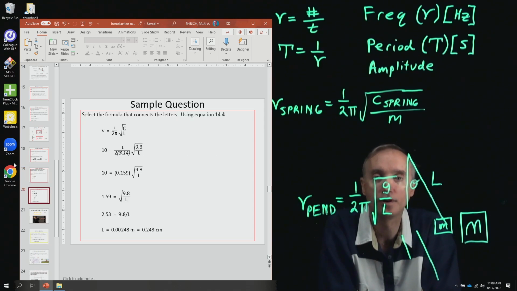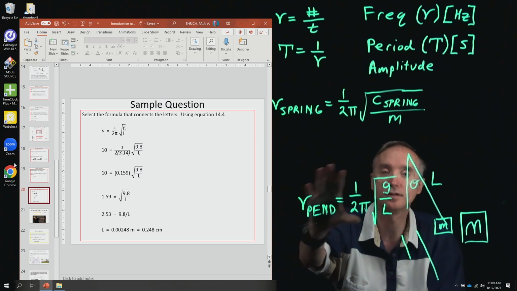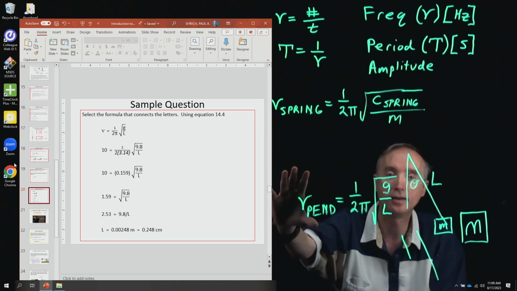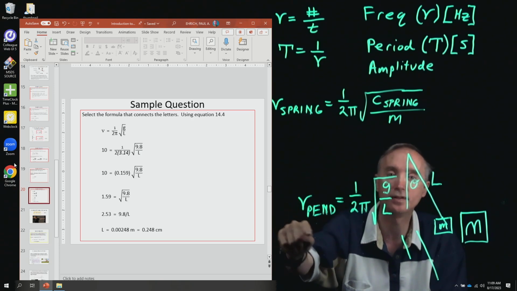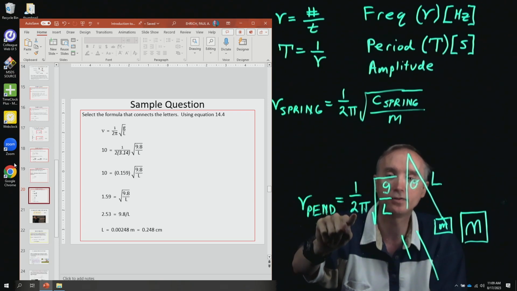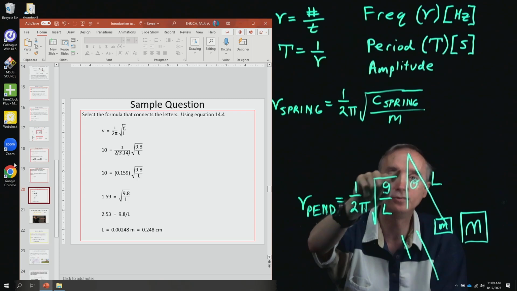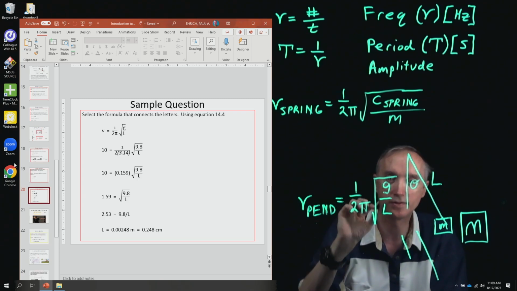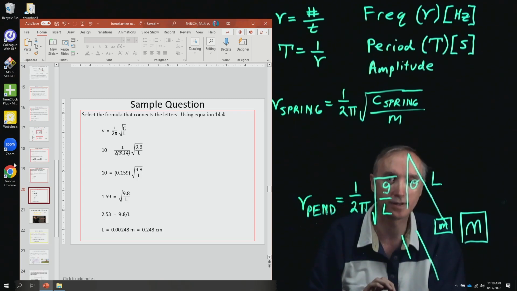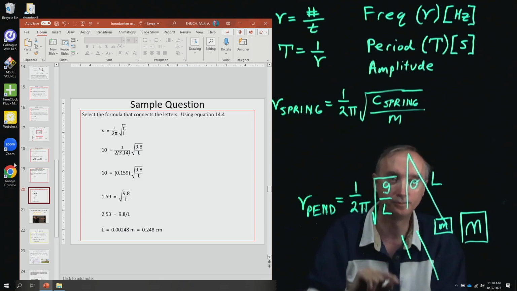Okay, we're going to select the formula that connects the letters. That's going to be this one here. We know what the frequency is, that's the 10. It's going to be 1 divided by 2 times 3.14, and then the square root. Now G is 9.8, the acceleration due to gravity, and then divided by L.